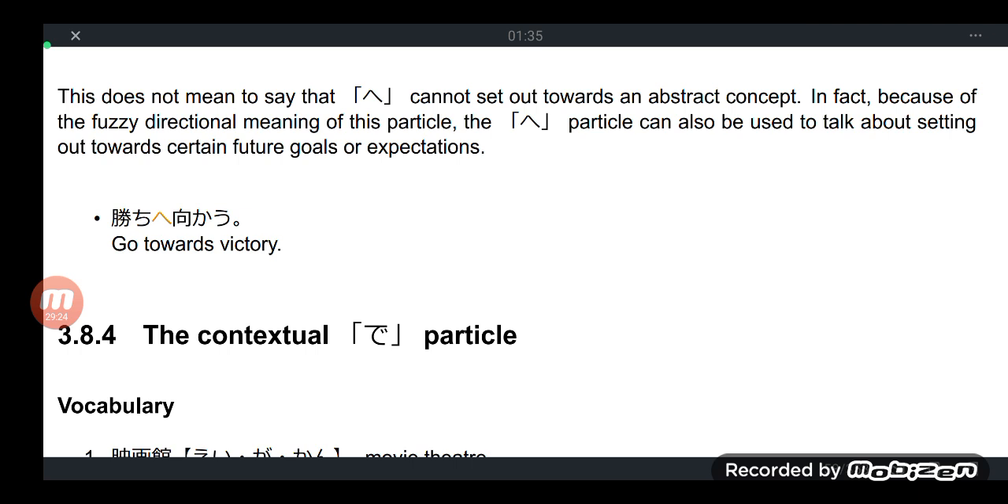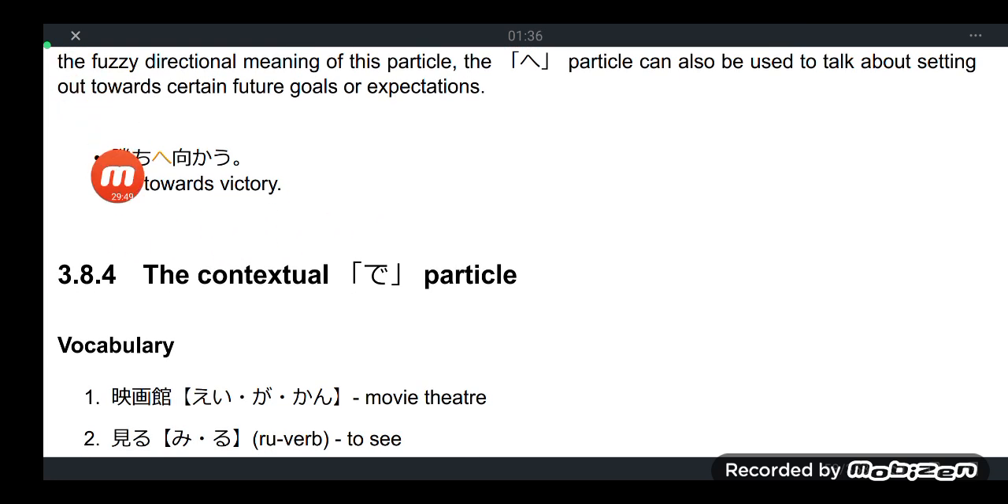So this does not mean to say that e cannot set out towards an abstract concept. In fact, because of the fuzzy directional meaning of the particle, the e particle can also be used to talk about just heading out towards certain future goals or expectations. Just like this. Kachi e mukau. Kachi e mukau means going towards victory. Victory is kachi. This kanji is kachi, meaning victory.